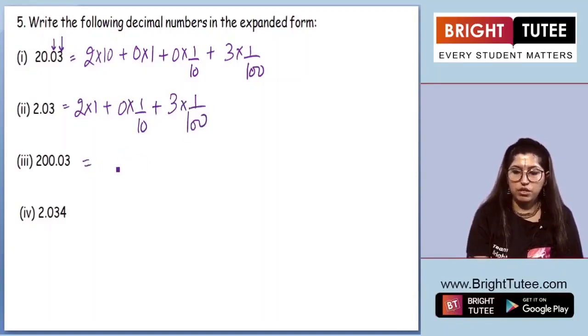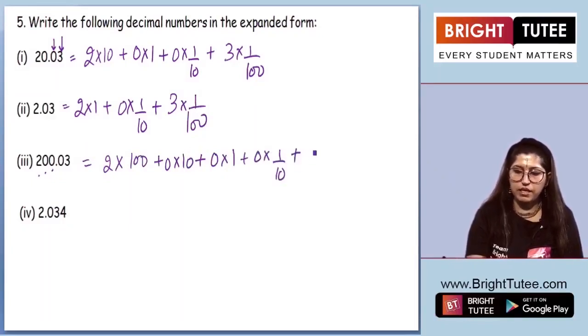We talk about the next number. So 2 times 1 tens, 100. So 2 times 100 plus 0 times 10 plus 0 times 1 plus 0 times 1 by 10 plus 3 times 1 by 100.